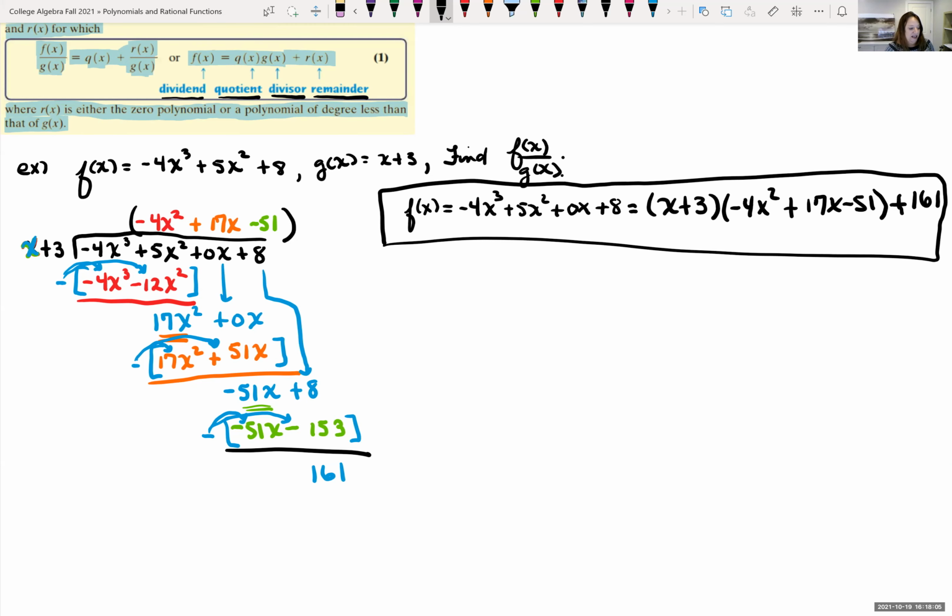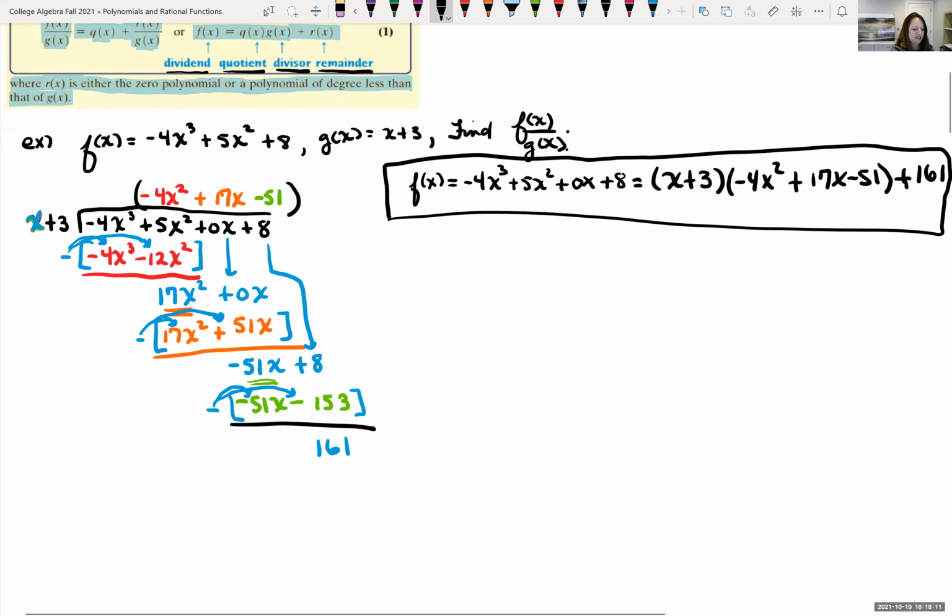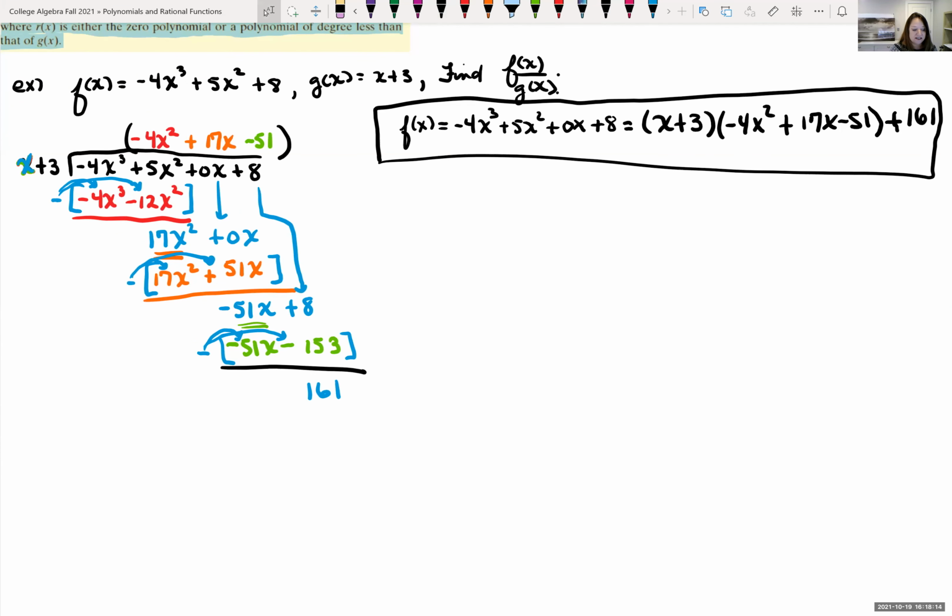Really, again, in this section, we're trying to get to that remainder being 0. And so this would tell me that x plus 3 doesn't divide into f of x evenly because my remainder is not 0.